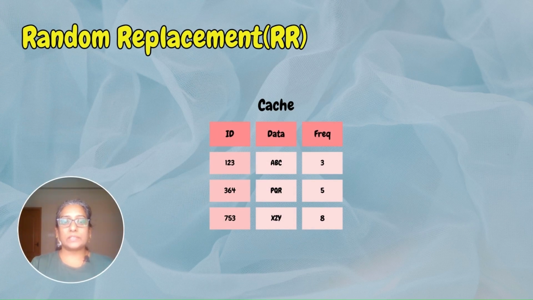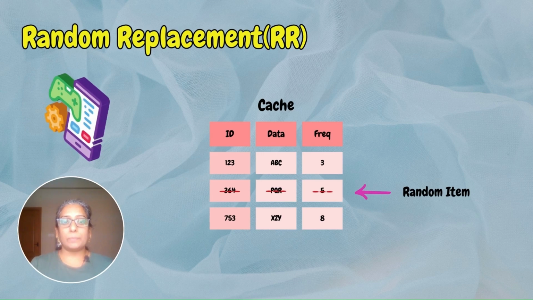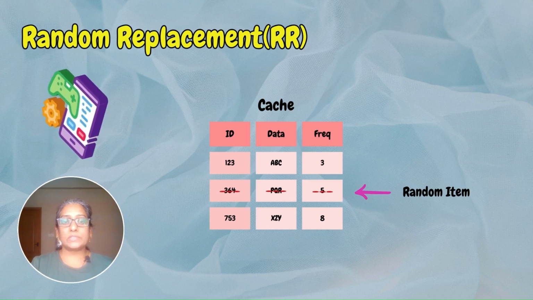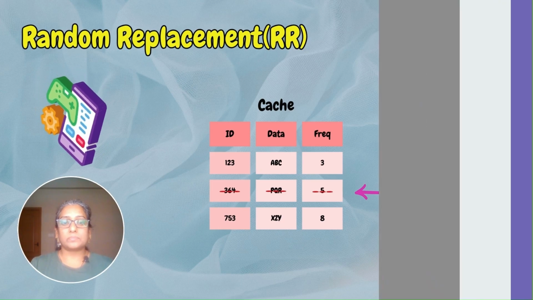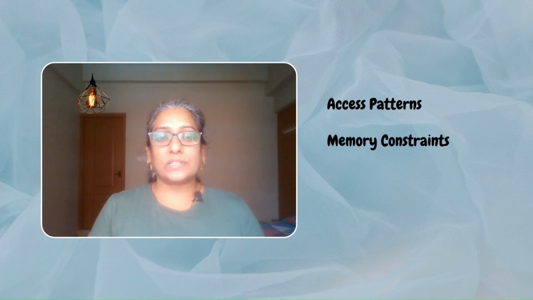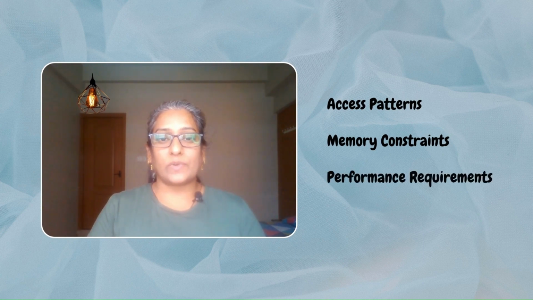Random replacement caching selects items for eviction without considering access patterns. For instance, in a gaming app cache, when new game assets are to be cached, RR randomly selects existing assets to replace. Each cache eviction policy has its advantages and disadvantages, and the choice depends on factors such as applications, access patterns, memory constraints, and performance requirements.